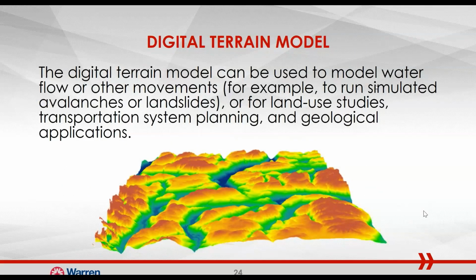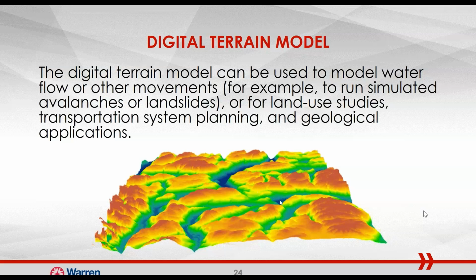So let's take a little bit of a look at this. This would be a digital terrain model. So this can be used to model water flow or other movements, the runs simulated from avalanches or landslides, for land use studies, for transportation system planning, and geological applications. So you can see, you kind of get a sense in this digital terrain model of what's going on.